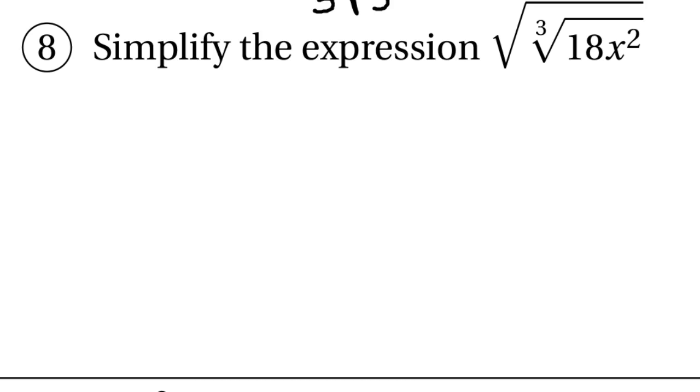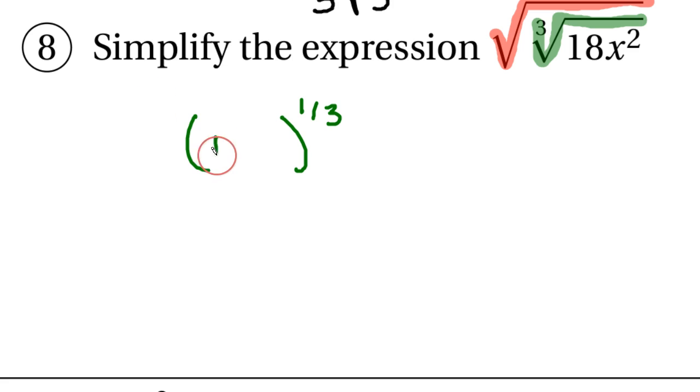So in problem number 8, they're trying to be clever here by saying that you have one radical right here in red, that's a square root, and then you get another radical right here in green, which is a cube root. Well, don't fall for their trick. We know that I can take the green radical and just rewrite it as 1/3, and then put whatever is inside of it inside of the parentheses.